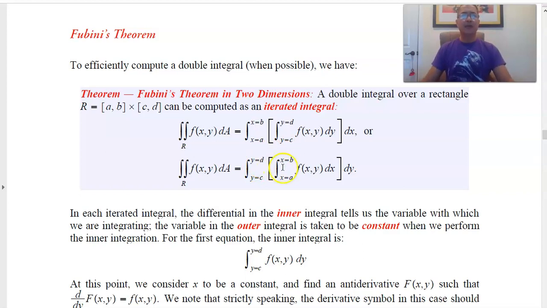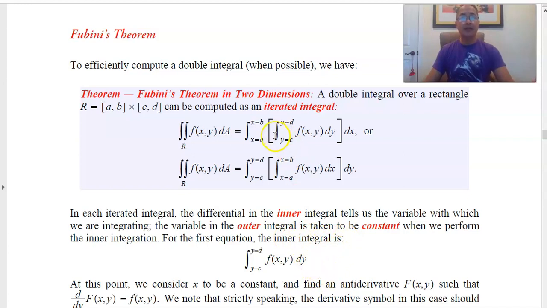Okay, so how do you execute these computations, right? This is where it's explained. The differential in the inner integral tells us the variable with which we are integrating. The variable in the outer integral is taken to be a constant when we perform the inner integration.